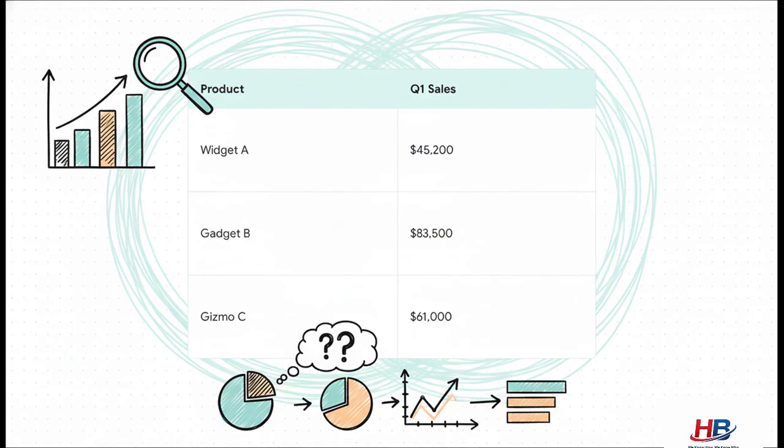So, let's actually put this into practice. Here we have some basic sales data for 3 products, Widget A, Gadget B, and Gizmo C. Our goal is simple, compare how they performed. The question is, what's the best way to show this?